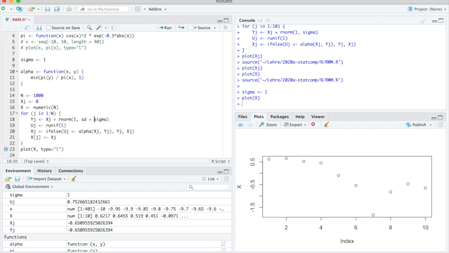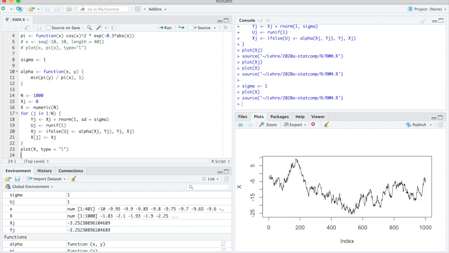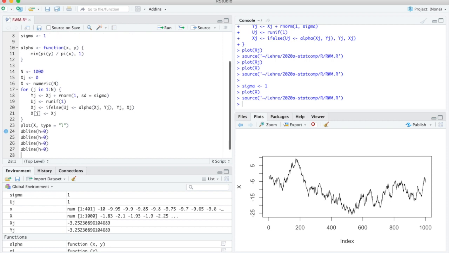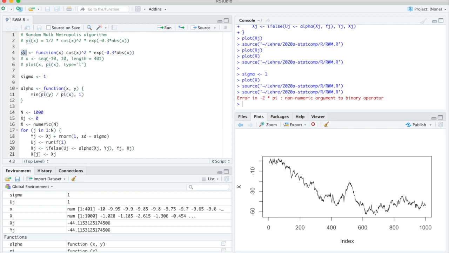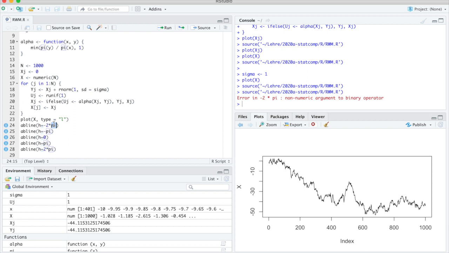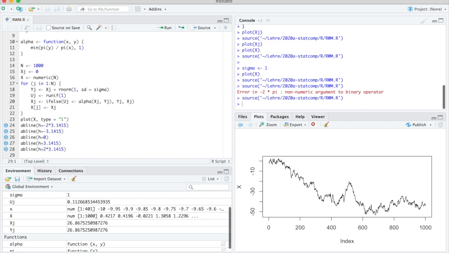And let's add these spaces to make RStudio happy and these spaces and let's see what we get. So we get certainly a process which moves. And let's put horizontal lines at the multiples of pi. So minus 2 times pi, minus pi, 0, pi, and 2 times pi. And now I caused a problem. Namely, I called this function pi, which caused it to override the built-in value pi, which is 3.1415. So what do I do? I think I just type pi here. I could rename my function too. And 2 times, let's see what happens here.